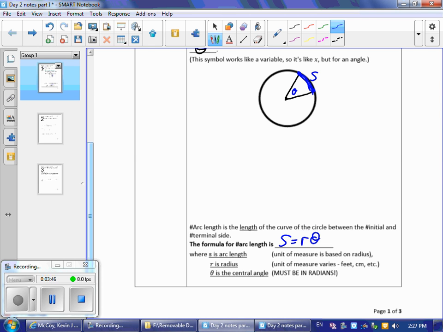Again, a relatively easy formula to know. The arc length is S, R is the radius, which will have units. The arc length will also have units, the same units, whatever they are, feet, centimeters, etc. And then the central angle, and the important part about this is that it must be in radians. You cannot have a central angle measured in degrees in this case. If it is, you have to change it to radians before we can do anything with it. Alright, so arc length, again, is relatively simple stuff.